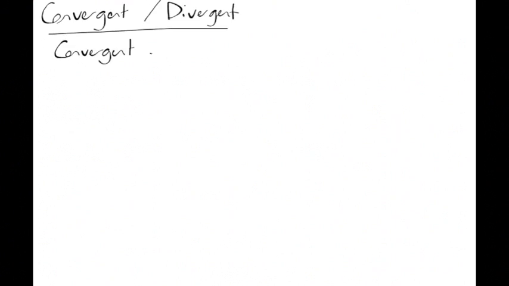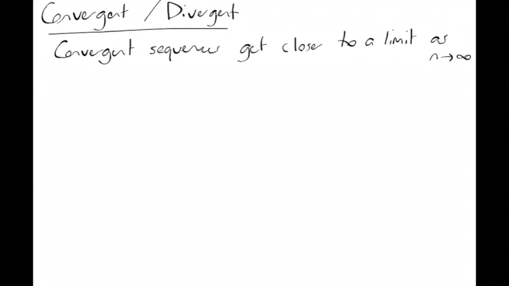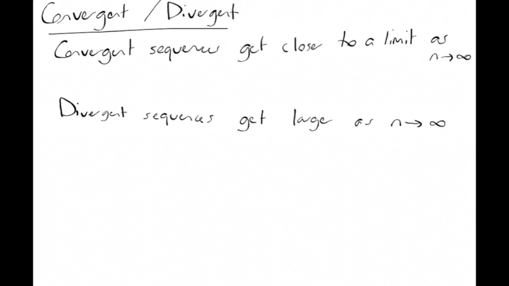We're also going to look at convergent and divergent, and what those two things mean. Convergent sequences get closer to a limit as n tends towards infinity. That means that if we stick in really large values of n, our sequence is getting closer and closer to the same number. A divergent sequence gets larger as n tends to infinity. What I mean by that is it could either get more positive or more negative, but it'll go towards either infinity or minus infinity. Look at an example.